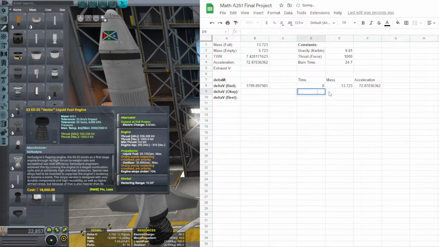So, now we can go ahead and move into our next one. This will get a lot faster here in a second, because we can do, again, more spreadsheet magic. Plus one. Here we go. There's our time, our mass.